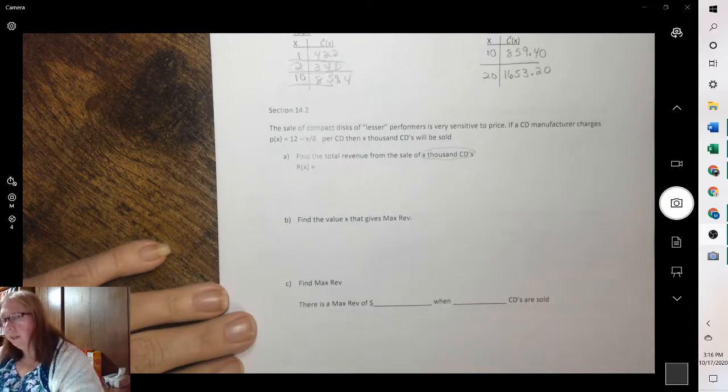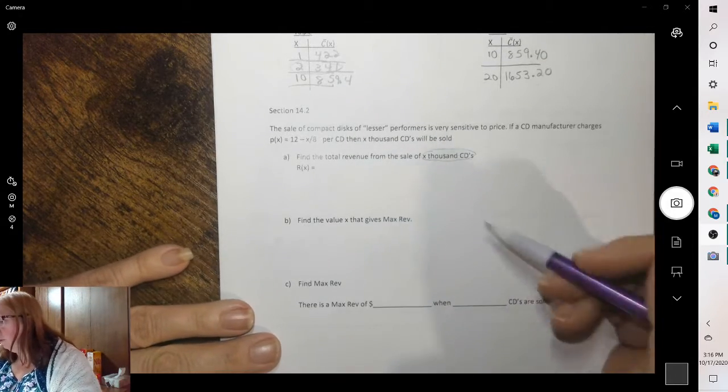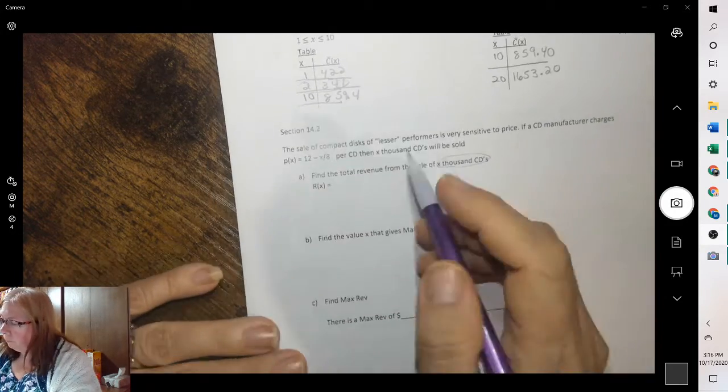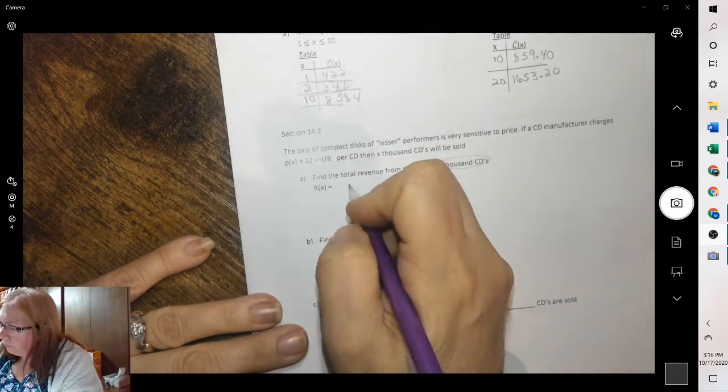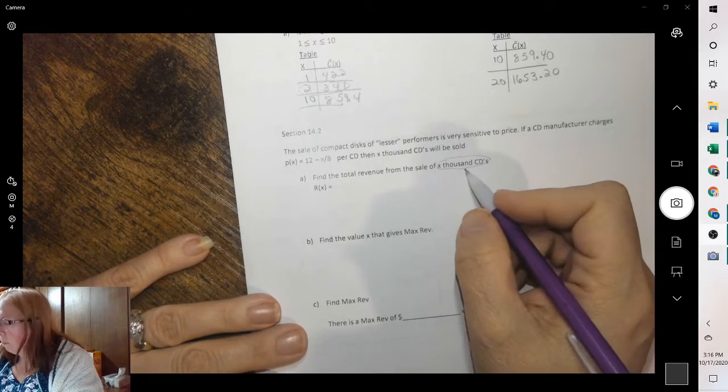When it's written like this, they usually want you to put the thousand into the problem. If you leave it out, you just need to remember later that it's in thousands. But my labs want you to put it in, so we're going to use the thousand.